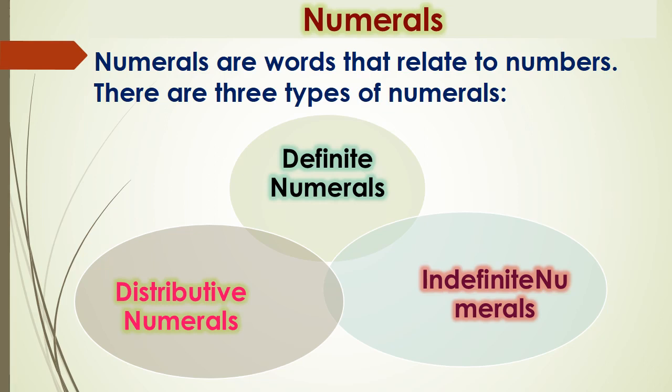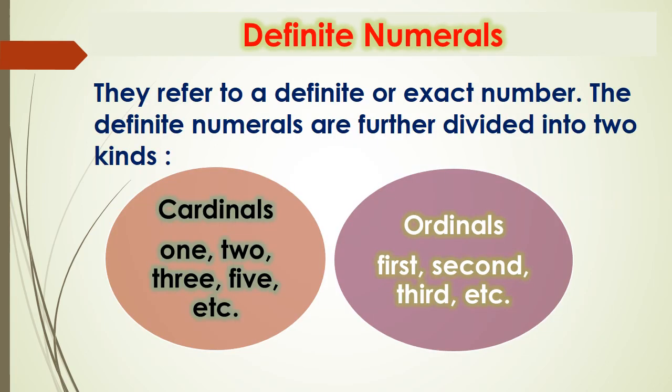The first is definite numerals. So what are definite numerals, students? By definite numerals, we mean they refer to a definite or exact number. Definite numerals are further divided into two kinds. The first one is cardinal and the second is ordinals.